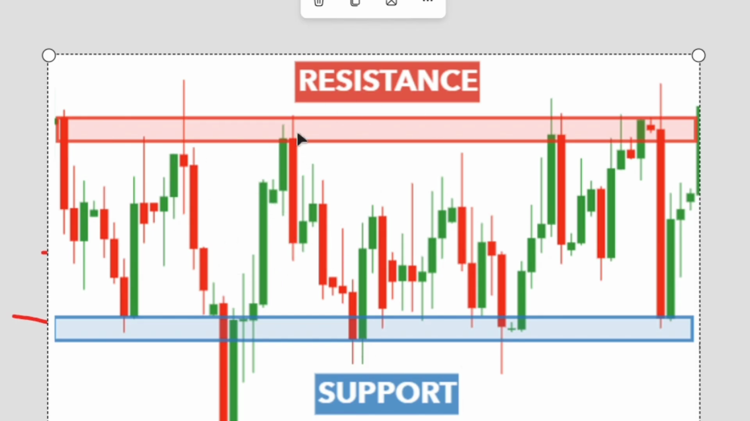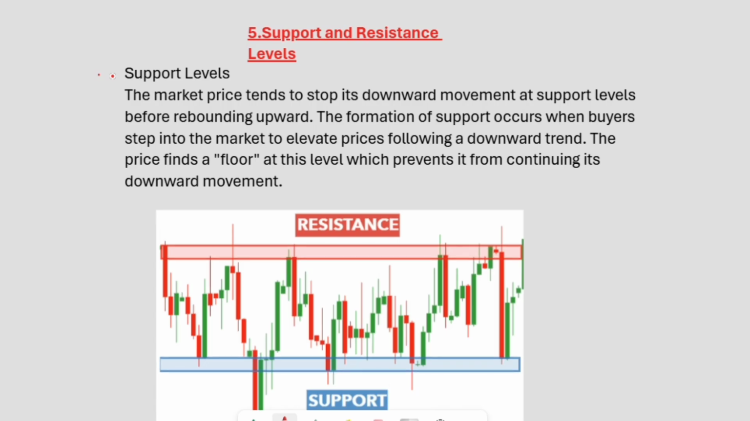Okay, so let us look in detail at the support zone, the support level. The market price tends to stop its downward movement at a support level before rebounding upward. Let's say here the market was selling up to here. So the market stops its downward movement at the support level around here. It comes here and stops. It comes here and stops. This is what's called a support level.